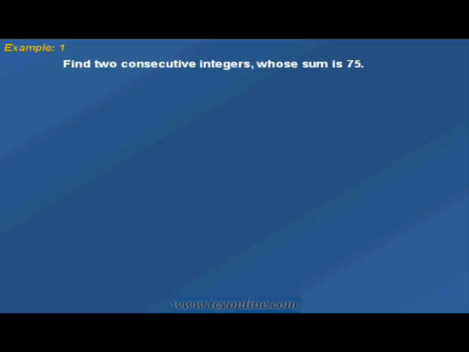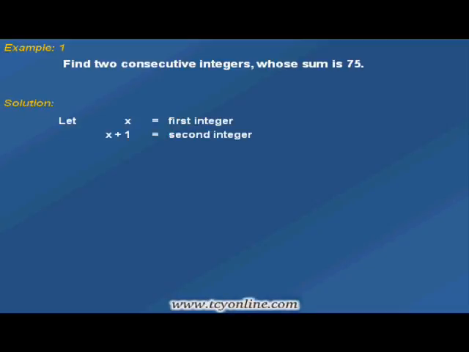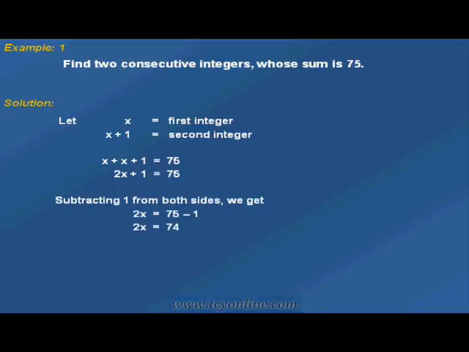Let us look at an example. We need to find out two consecutive integers whose sum is equal to 75. Let us suppose that the first integer is x, and as the integers are consecutive, so the next integer would be x plus 1. According to the question, the sum of these two integers should be equal to 75. That means x plus x plus 1 is equal to 75. Or we can say that 2x plus 1 is equal to 75.